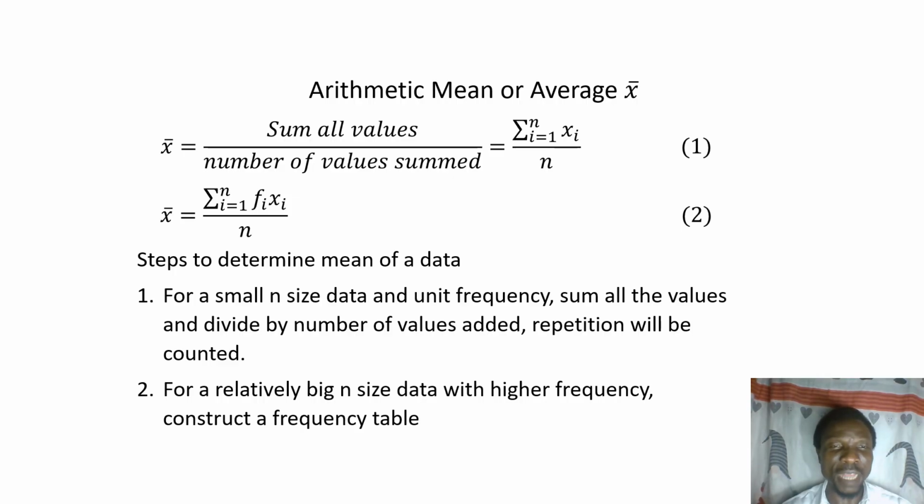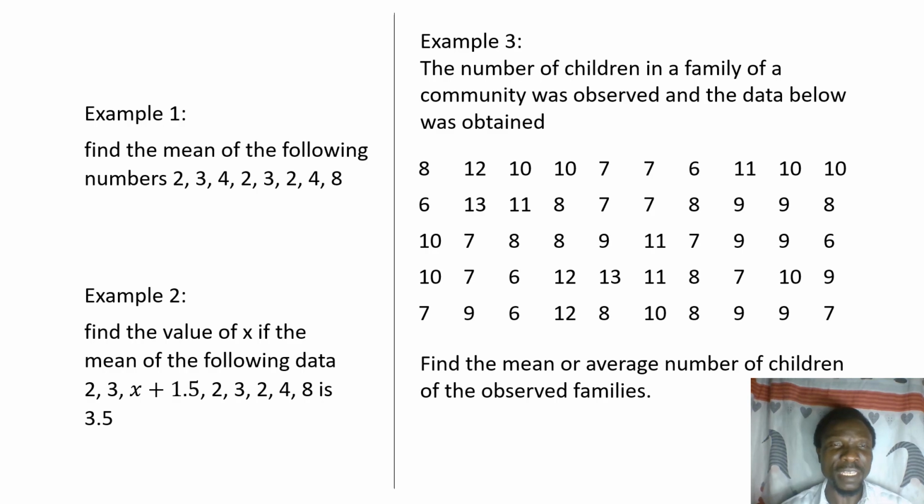So how do we do that? The steps to determine the mean of a data: for example, for a small size n and unit frequency, we sum all the values. For a relatively large data, you will find the frequency of each of the values, and that would require you to form a frequency distribution table. Take a look at this example. These are different ways questions can come under mean, arithmetic mean or average.